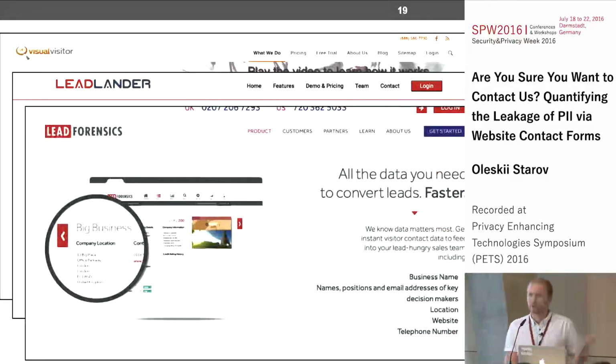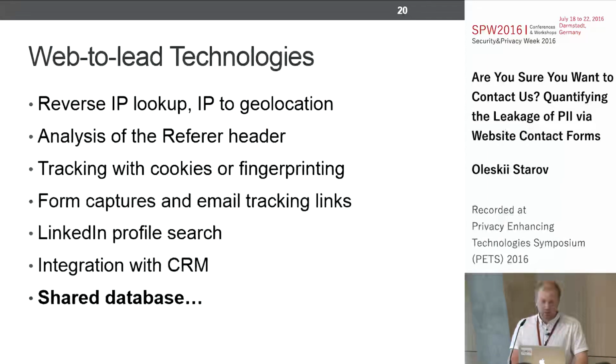Sometimes they also provide additional information, like from what company or organization this visitor is. And of course, they try to provide you some context so you can launch some targeted email marketing, for example. And they use a set of technologies. So these Web2 technologies: many companies use reverse IP lookup, IP to geolocation, just to identify the company or business of this visitor.